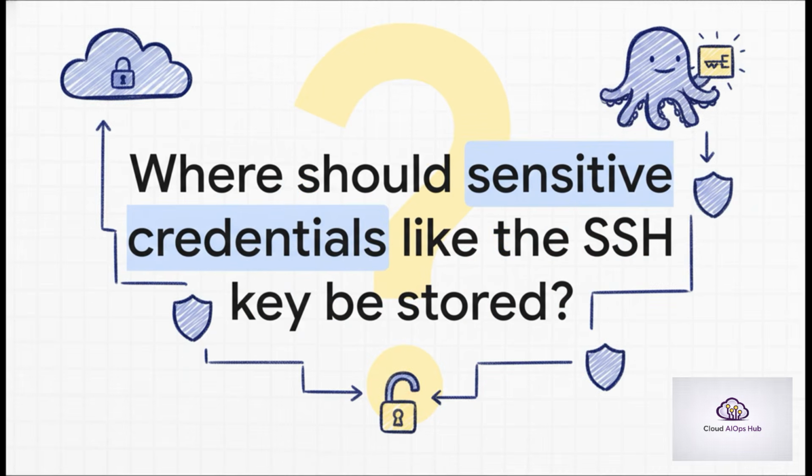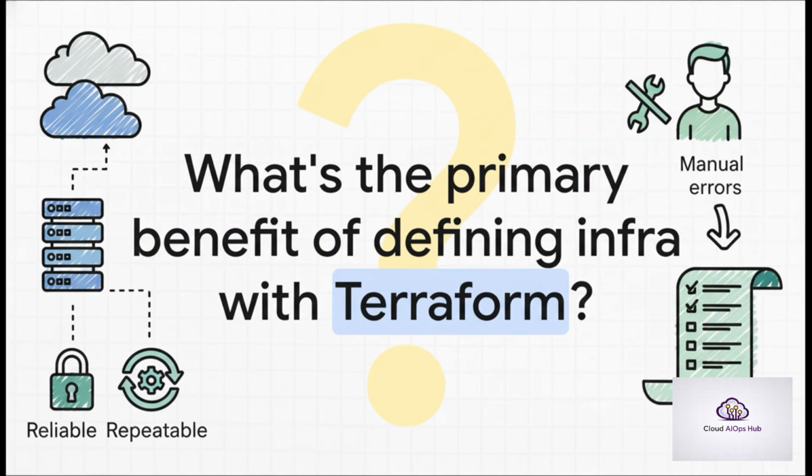Question number 2. Where should we store super sensitive stuff, like the SSH private key, in this whole automated setup? Exactly. It goes into GitHub Secrets. That way it's always encrypted and never ever hard-coded in our repository. And for the last question, what's the number 1 primary benefit of defining all of our infrastructure with a tool like Terraform? The big win here is that it makes our setup reliable, repeatable, and it prevents all those little manual errors that can cause huge outages when you're setting things up by hand.